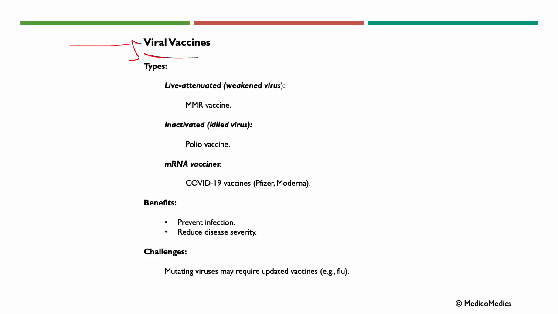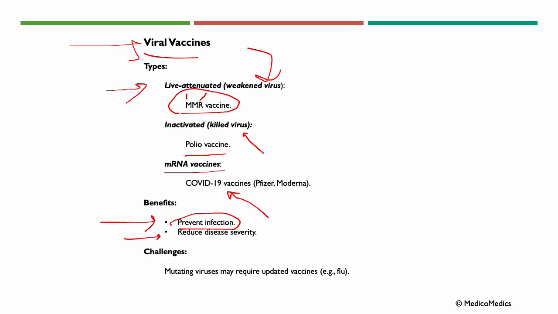Now let's talk about viral vaccines. So we have weakened viruses used to stimulate our immune system, to train it essentially, like the MMR vaccine, the mumps, measles, and rubella vaccine. We can use killed virus, like in polio vaccine. We have mRNA vaccines, like the COVID-19 vaccine. And what are some benefits? Well, preventing infection and reducing disease severity. And another challenge here would be that mutating viruses may require updated vaccines, for example, the flu.